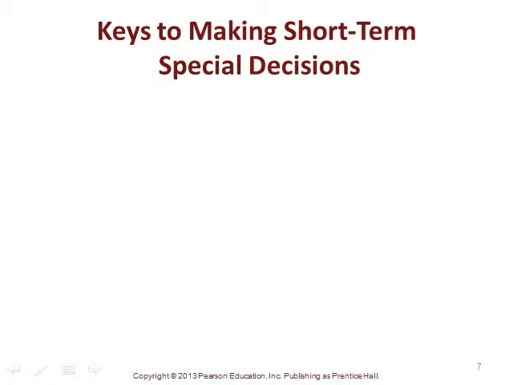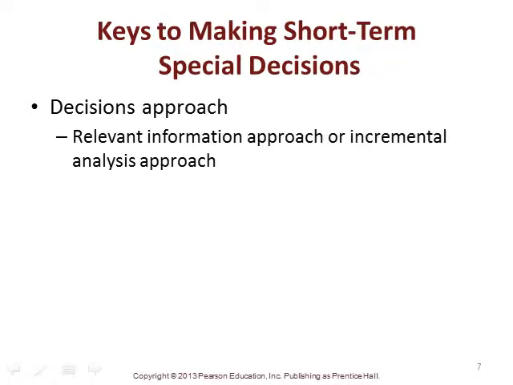And so there are some keys to making short-term special decisions, right? One of them is the decision approach. That is that we not look at this from the perspective of the entire income statement. We just look at how this decision is going to impact our operating income, or how our operating income would differ under each alternative. And we think of that as the relevant information approach or incremental analysis approach.